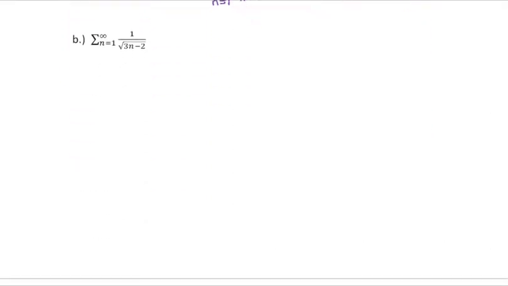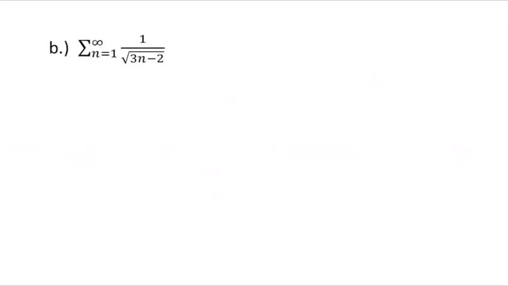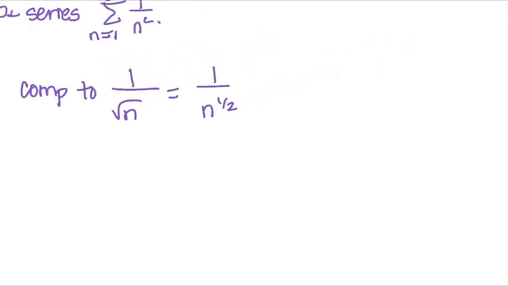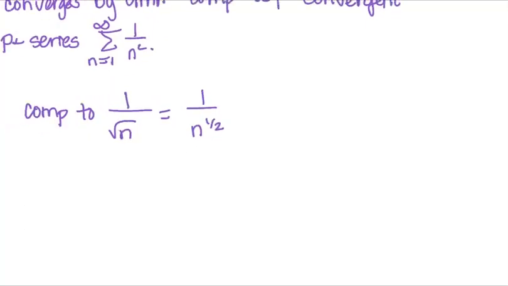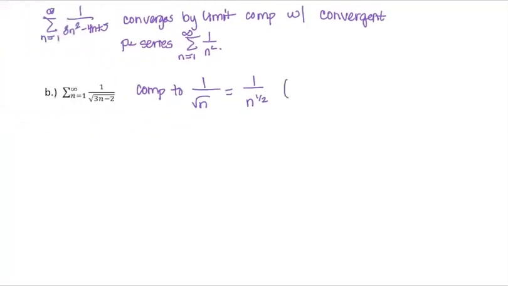Okay, let's look at B. We want the sum from 1 to infinity of 1 over the square root of 3n minus 2. Again, for this one, we need to think about what we want to compare this to. I would compare this also with a P series. I would compare this to 1 over the square root of n, which is 1 over n to the 1/2. This is a divergent P series.